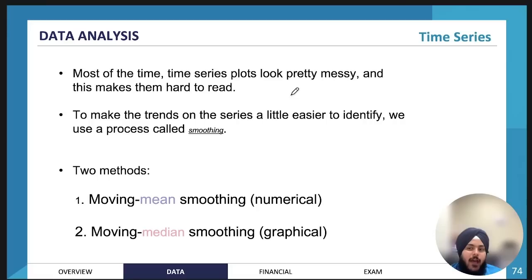Okay, so now we'll look at smoothing methods. Smoothing methods are essentially where you're trying to remove the effects of irregular fluctuations, most of the time, just to smooth the data to make sure we have a better idea of the trends in the data. There are two methods, numerical or graphical.